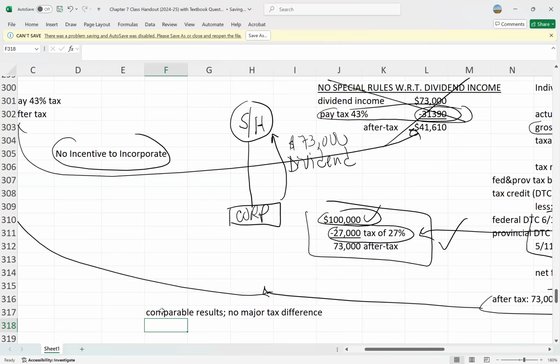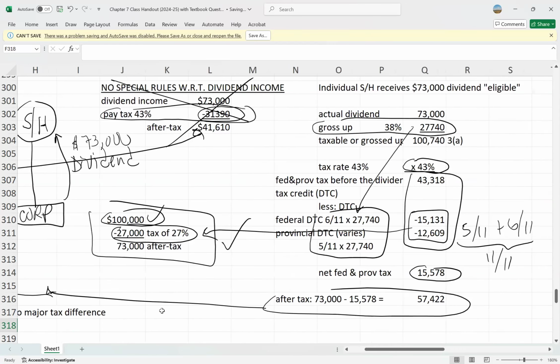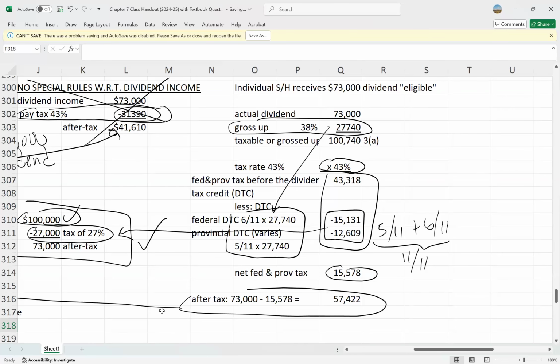Any questions about this example? Now, once again, if you were given non-eligible dividends, then you would use the percentage gross up given for non-eligible dividends, and for the dividend tax credit, you would use whatever fraction was given on the rates table. So you would just follow the same process, but for non-eligible dividends, just use the amounts on the rates table with respect to non-eligible dividends.